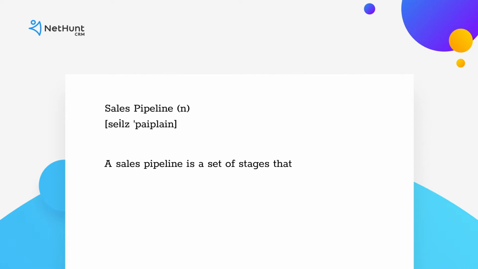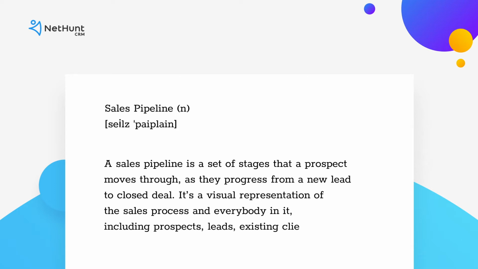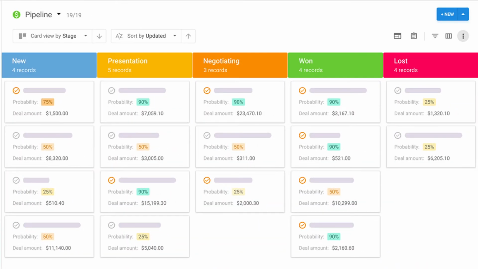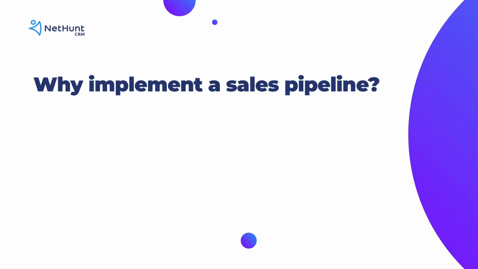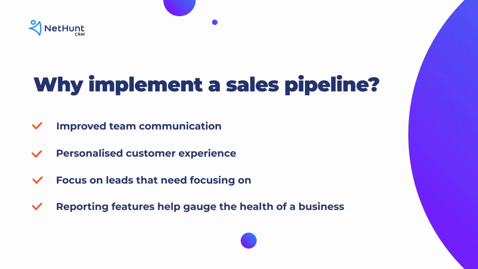You might be sitting there wondering what a sales pipeline is. A sales pipeline is just a set of stages that a prospect moves through as they progress from a new lead to a closed deal. It's essentially a visual representation of the sales process and everybody in it, including prospects, leads, and existing clients. Why? Well, centralized visualized sales pipelines are absolutely essential for improved communication between teams, a personalized customer experience where a sales team can focus exactly on the leads that most need focusing on, and creation of reports that help gauge the health of a business.